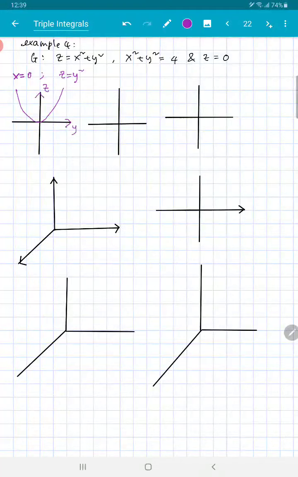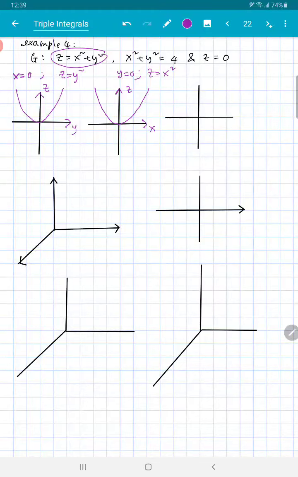Now let's look at the view from the side. From the side would be this way, where y is 0. If we let y equals 0, then our equation here would be z equals x squared. And if we plot this in 2D on the xz plane, we also have a parabola. So that would be the view from the side.